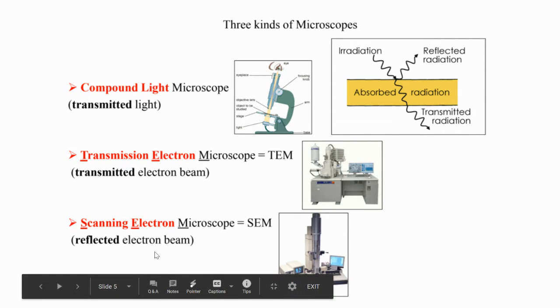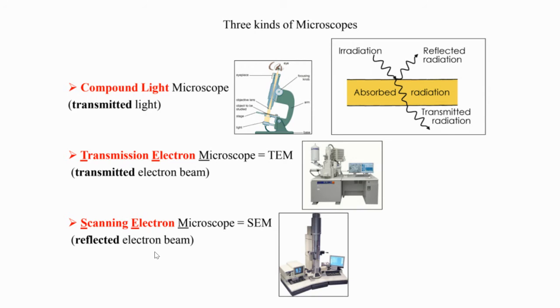The third type that we studied was the scanning electron microscope, which actually scans. That means here the electron beams will fall on your specimen, it will reflect, and when it reflects, it will fall on a photographic plate. And that photographic plate will convert the bounced electron beams into an electronic image.